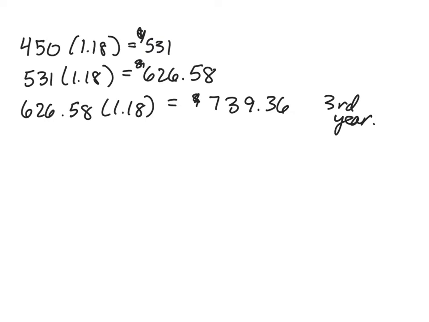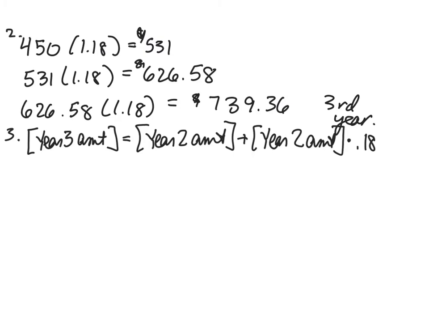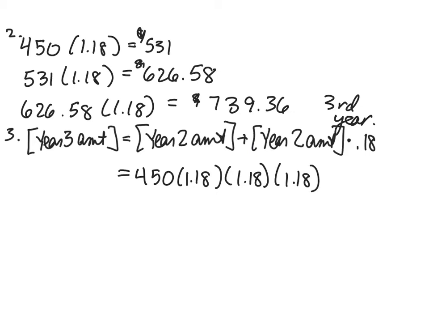Question 3. To find the amount owed at the end of the 3rd year, a student started by writing this, which you have in your binder in front of you, and ended with 450 times 1.18, times 1.18, times 1.18. So, year 3 amount. Does that make sense? Does her final expression correctly reflect the amount owed?